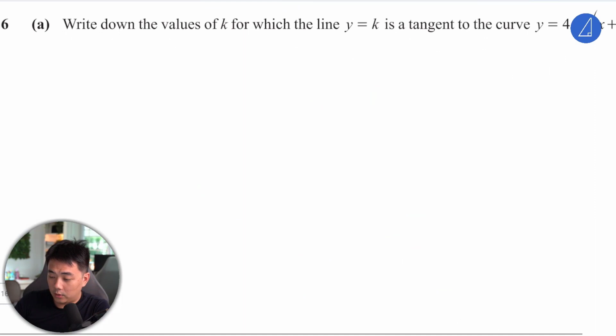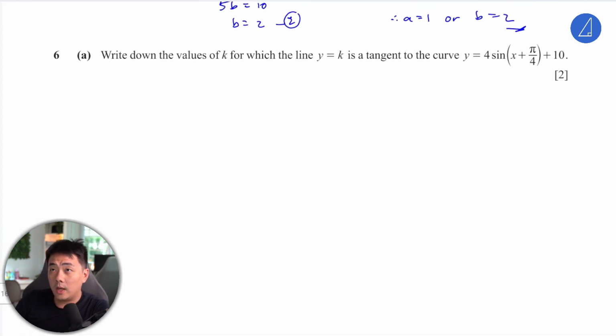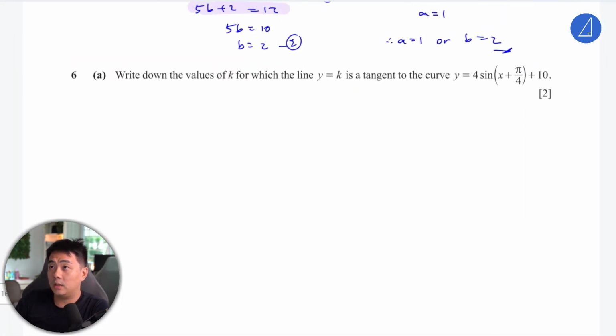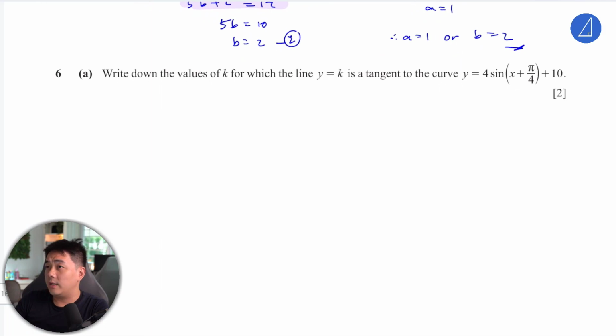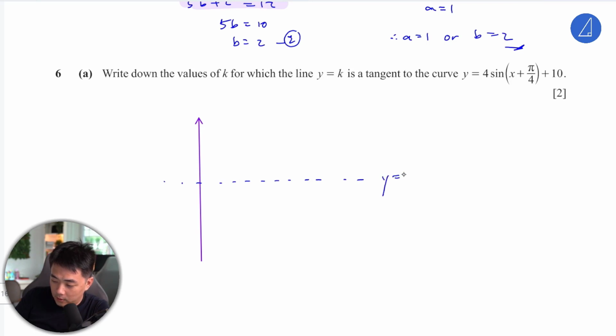So let's look at question 6. Write down the value of k for which the line y equals k is tangent to the curve y equals 4 sine (x plus pi over 4) plus 10. Oh, it's just writing down the value of k. So I think the thing now is that this is a sine curve. So we know that the curve here will have a line of equilibrium of y equals 10. After which, I'm not sure how it's going to be positioned.